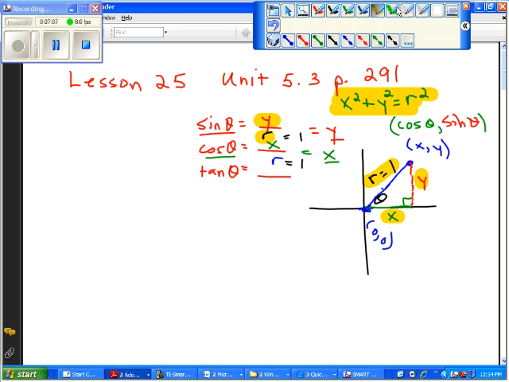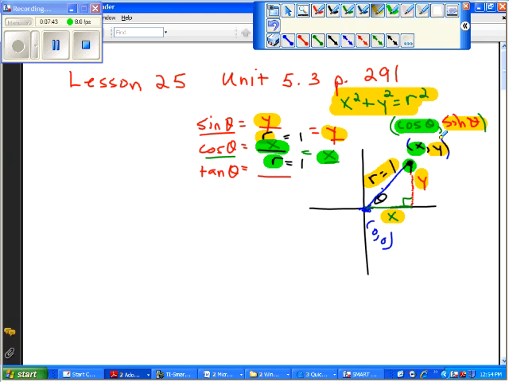Cosine is x over r. And when the radius is 1, that means the cosine is x, and so cosine is the x-coordinate of the endpoint of the radius of 1 in the unit circle. Okay? Sine is the y-coordinate. So when the radius is 1, then the y-coordinate is sine theta. And we just memorize that, okay?